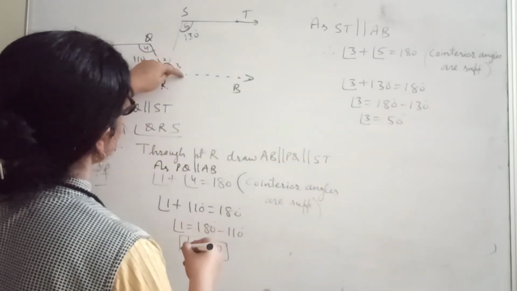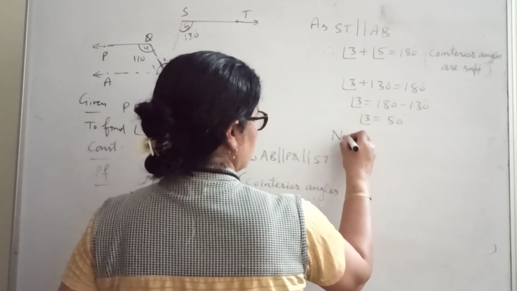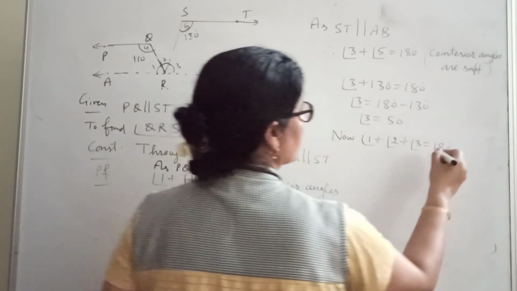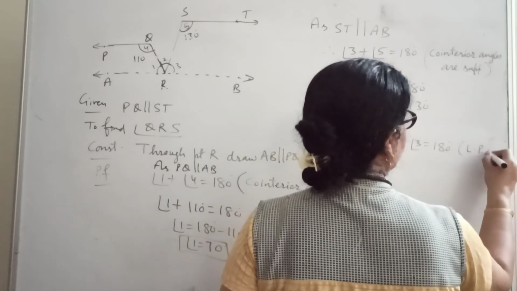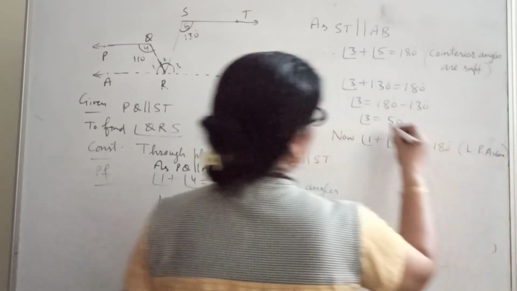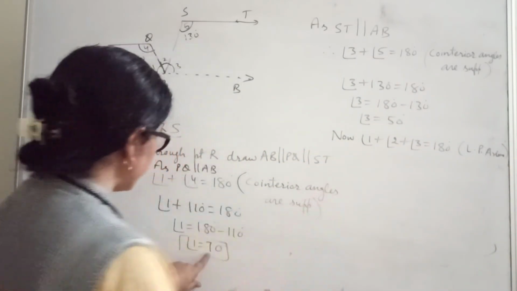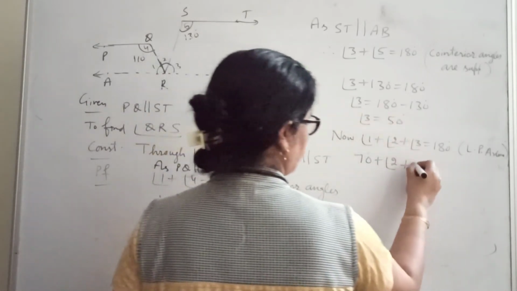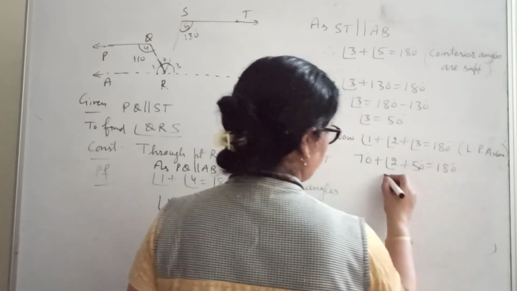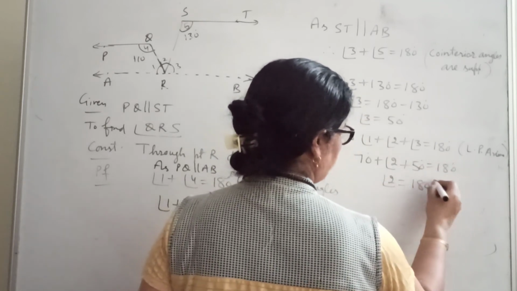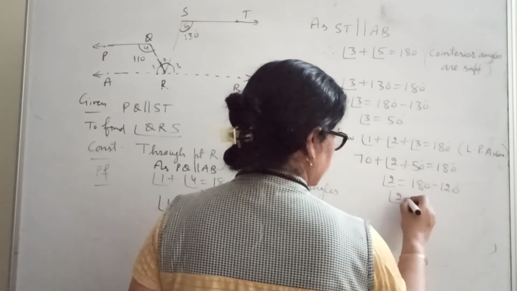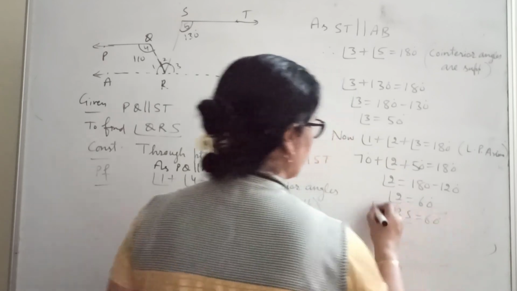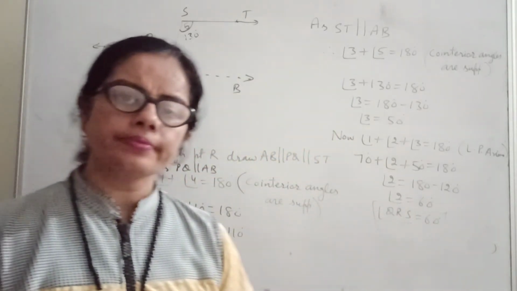Now see, these angles are on a line. Which angle? Angle 1, angle 2, angle 3. So their sum will be 180 degree. Reason? Linear pair axiom. Now put the value of angle 1. Angle 1 is what? 70. Angle 2 we don't know. Angle 3 50 is equal to 180 degree. Angle 2 is equal to 180 minus 120, that is 60 degree. And what is the name of angle 2? QRS. And this we want to find. Okay. Thank you.